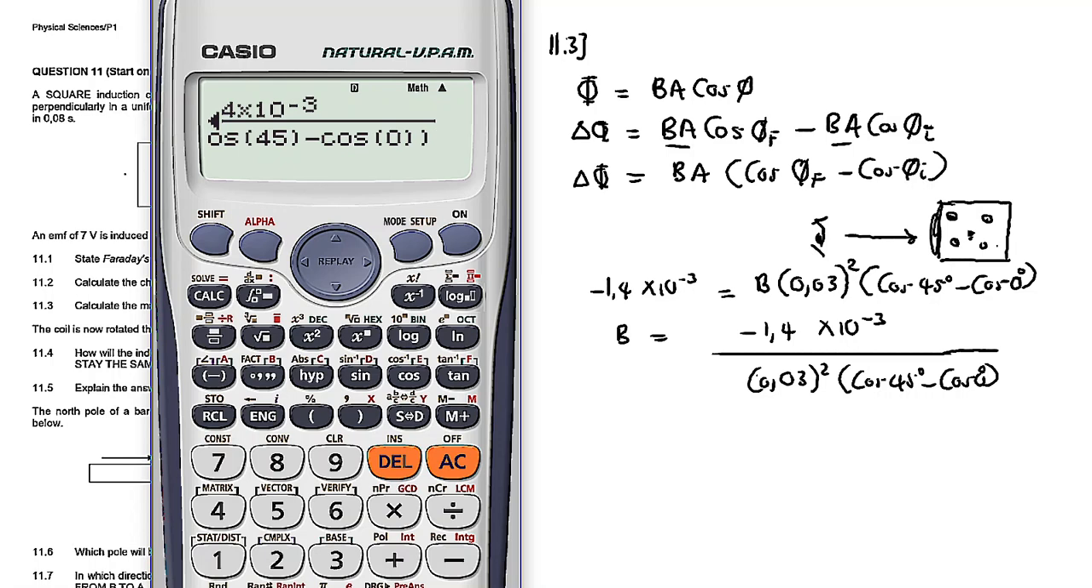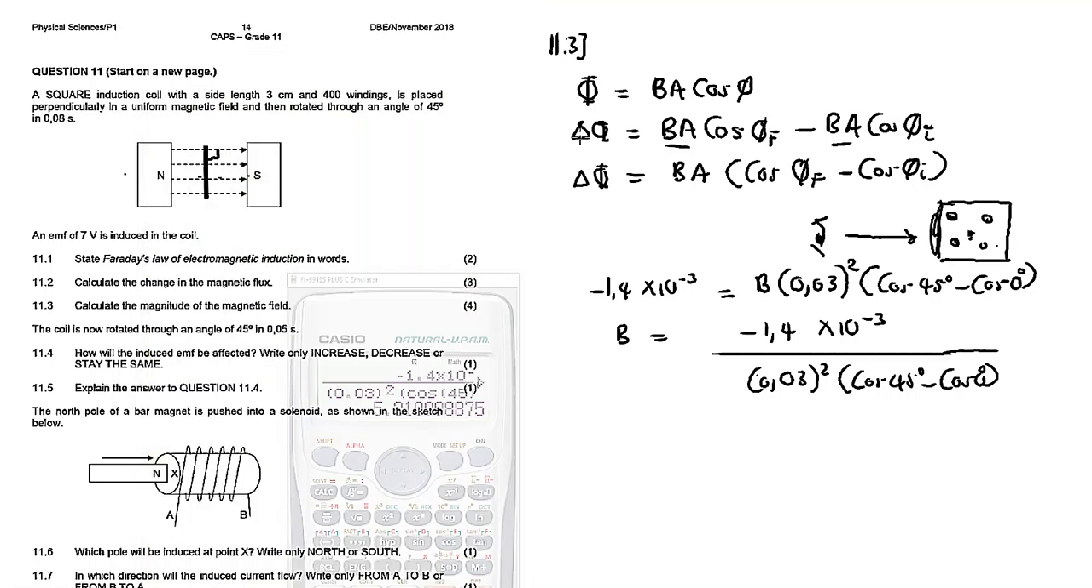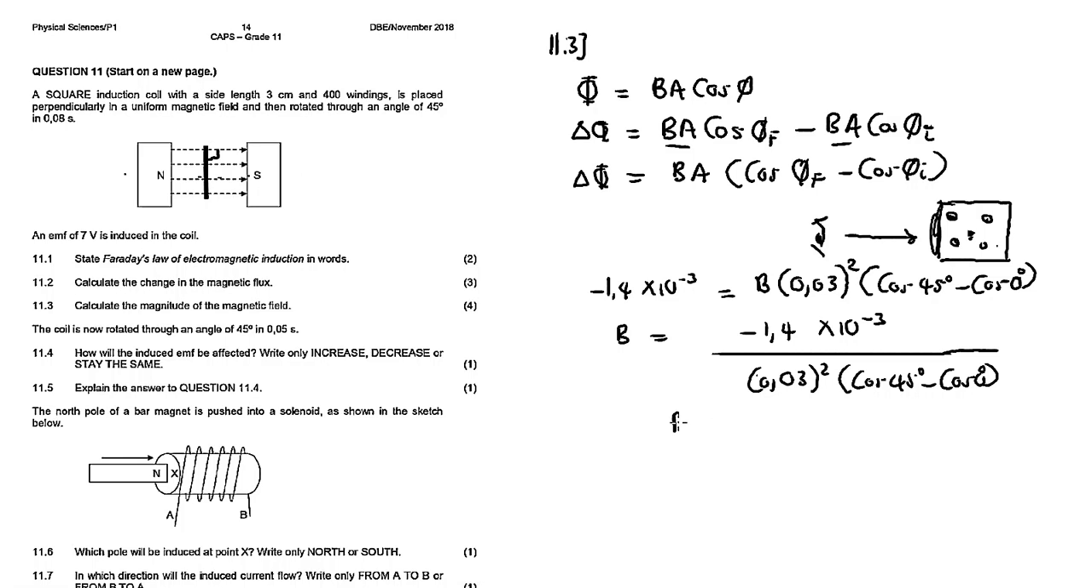So B is equal to 5.31 in two decimal places. 5.31 Tesla. Tesla was a scientist, so the unit is a commemoration of his achievements in science, one of the brightest minds in science. Okay, now our answer is the magnetic field.